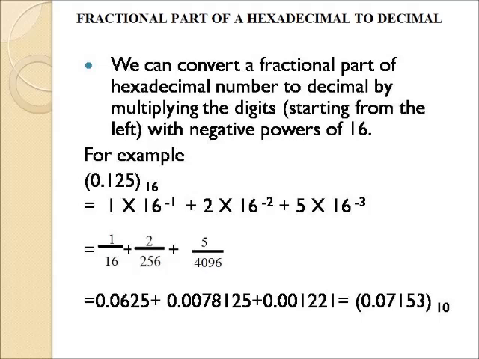Of course, in this part we have to use a calculator, and here you can see the final result we are getting. Please see the slide. Here we converted the fractional part of the hexadecimal number to decimal, right? I hope the step is clearer to you now.